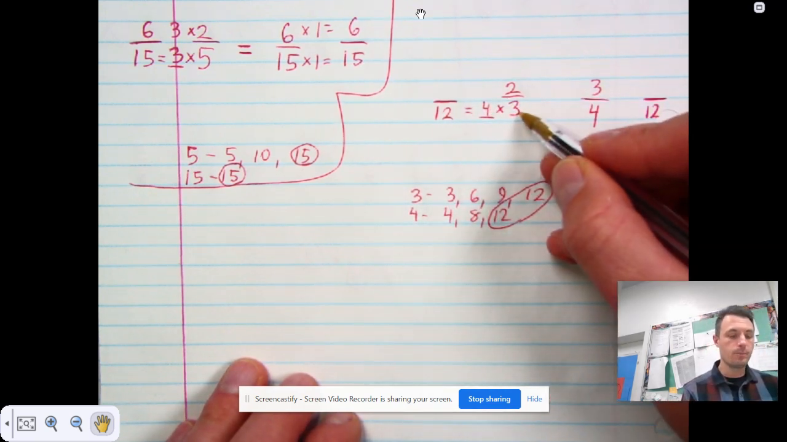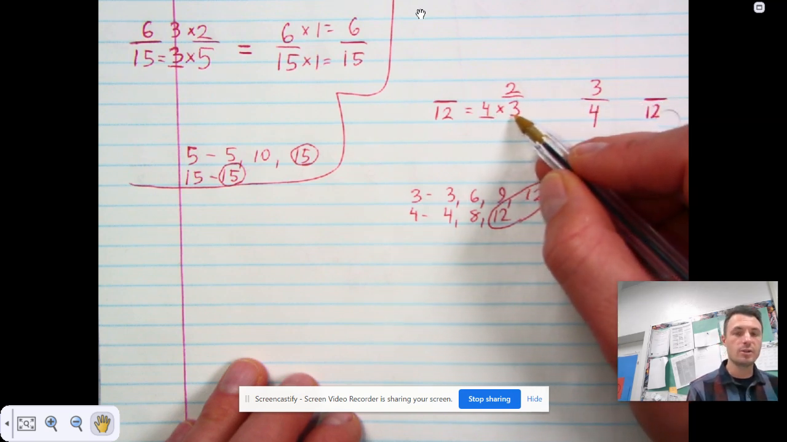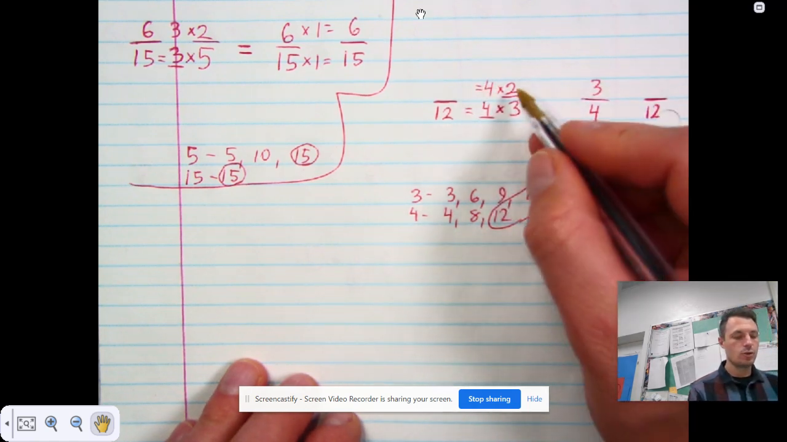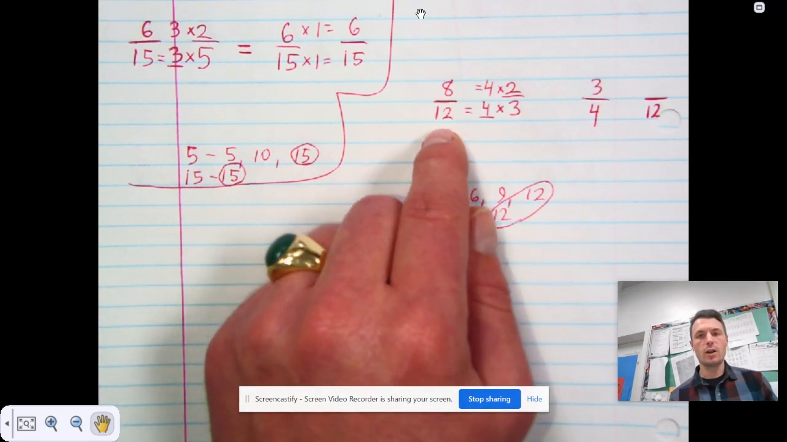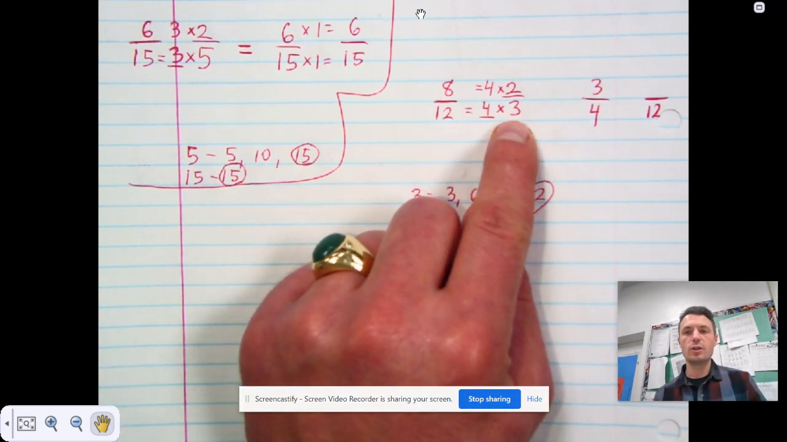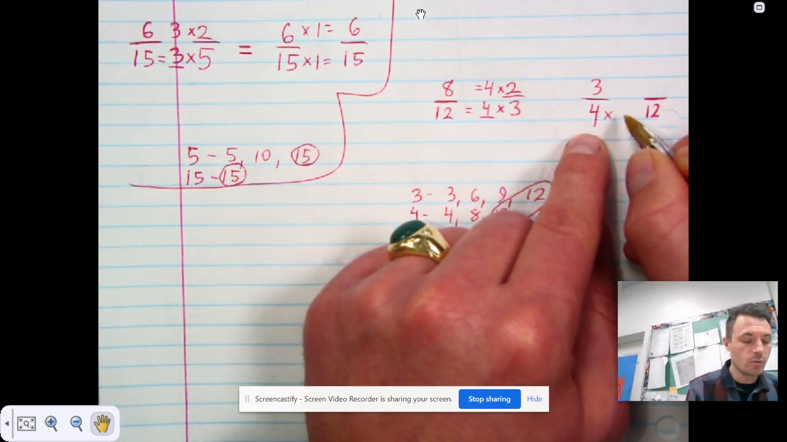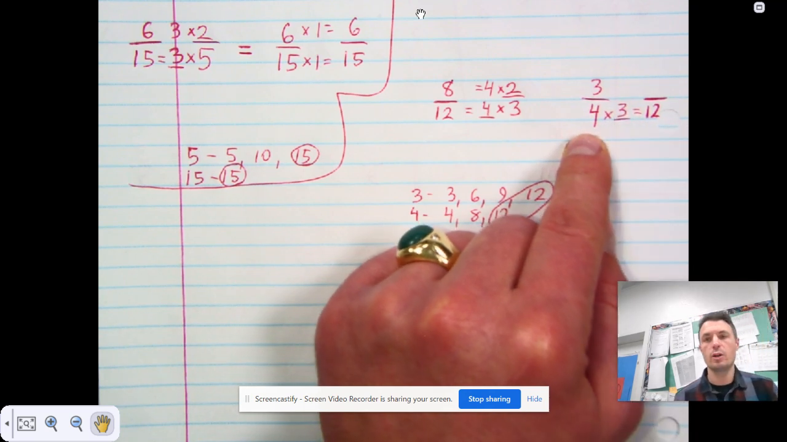Whatever we do to the bottom, we have to do to the top. So we multiplied 4 times the denominator. Now we have to multiply 4 times the numerator. 2 times 4 is 8. So 8/12 is an equivalent fraction to 2/3. And we do the same thing over on this side. What times 4 equals 12? 4 times 3 equals 12.